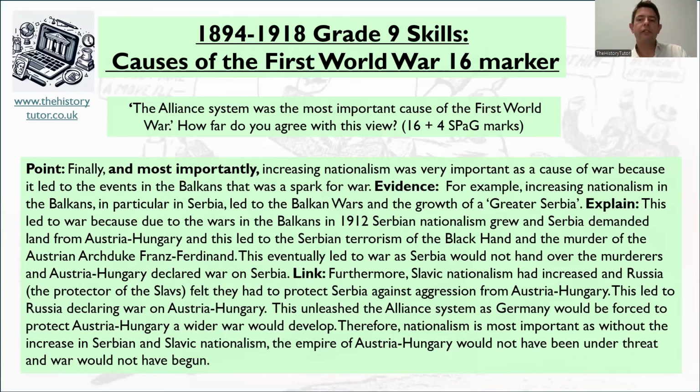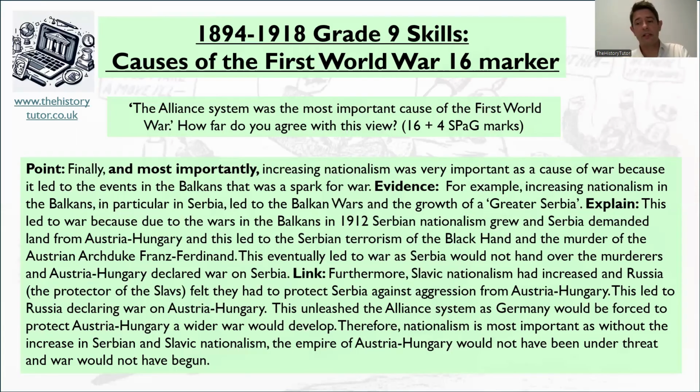So, for example, increasing nationalism in the Balkans, in particular in Serbia, led to the Balkan Wars and the growth of a greater Serbia. So I've talked about the Balkans in my point. So I've given an example of the Balkan nationalism. This led to war because, okay, nice sentence linking to the question. Due to the wars in the Balkans in 1912, Serbian nationalism grew and Serbia demanded land from Austria-Hungary, and this led to the Serbian terrorism of the Black Hand and the murder of the Austrian Archduke Franz Ferdinand. This eventually led to war as Serbia would not hand over the murderers, and Austria-Hungary declared war on Serbia.